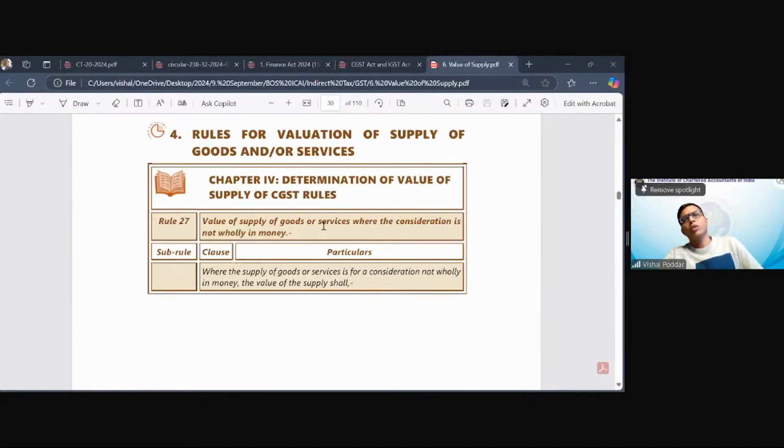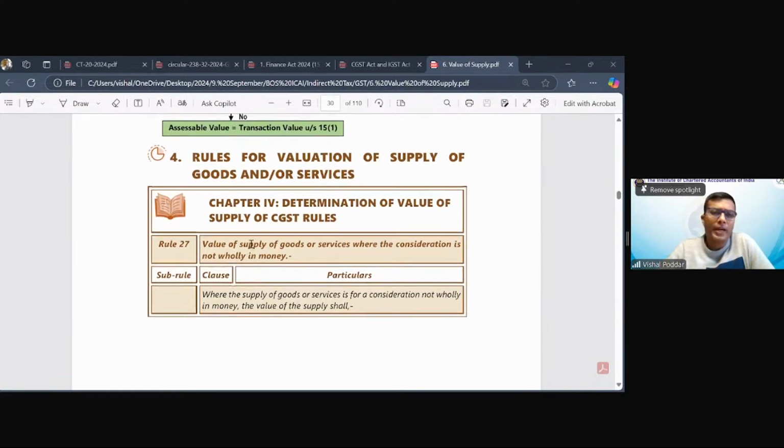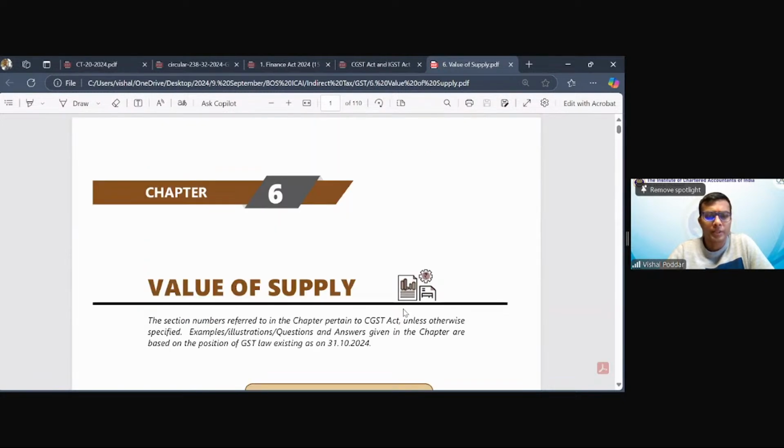So we are in the topic of valuation. This is where we had left last time, and we have to resume from this. But just because there is a gap of more than 5-6 days, let me start from the beginning.